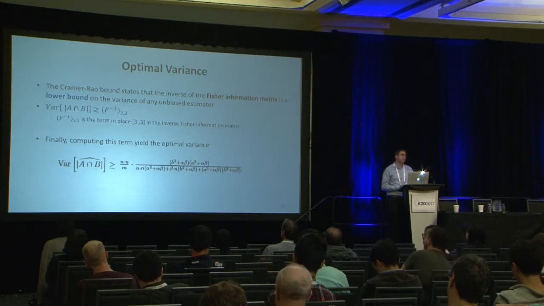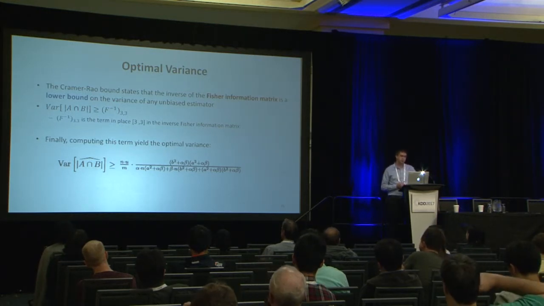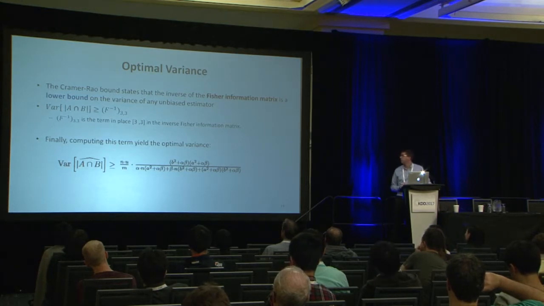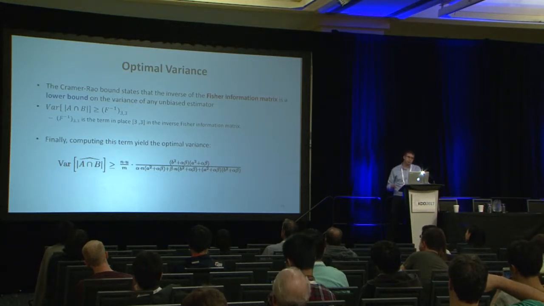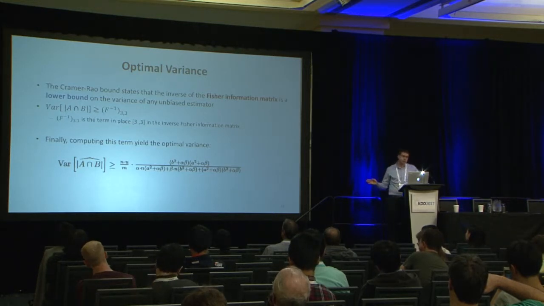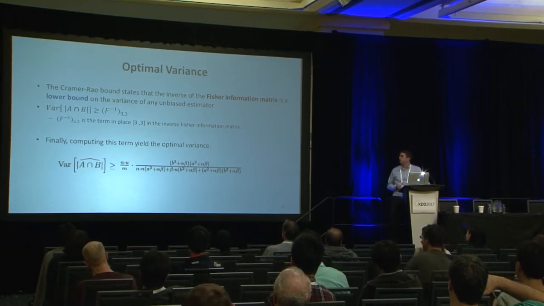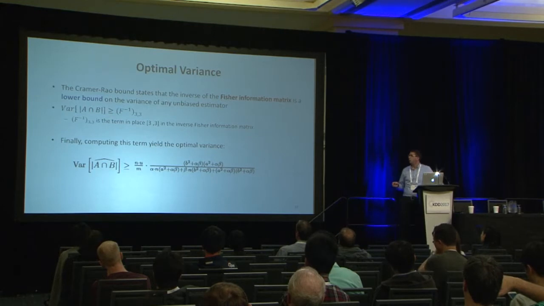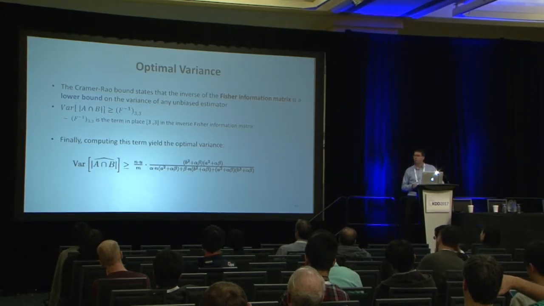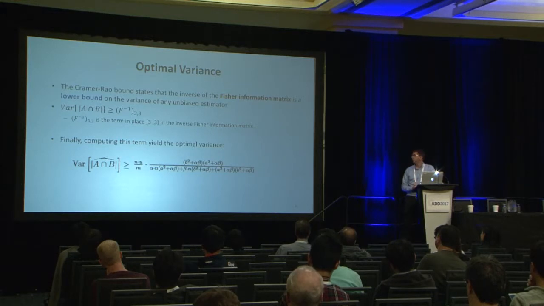In order to compute this optimal variance, we use the Cramer-Rao bound, which states that the inverse of the Fisher information matrix is a lower bound on the variance of the estimator. We compute the Fisher information matrix from the log likelihood function and compute its inverse in the relevant term in the matrix to obtain this final optimal variance of any unbiased estimator for the set intersection cardinality problem, which, as said before, is theoretically guaranteed to be the variance of our new estimator.